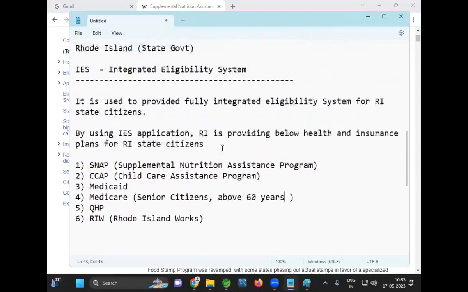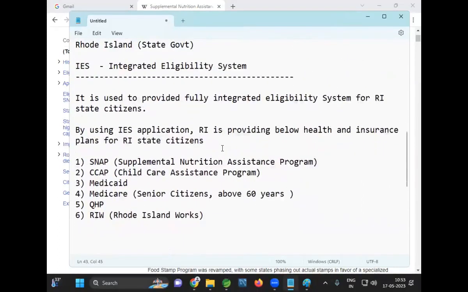So tomorrow, when you go for an interview, if they ask what your project is, you need to tell them: currently I am working on the IES application. IES stands for Integrated Eligibility System. We are developing this project for the Rhode Island state government in the US. Our client is the state government only. The main purpose of this application is to provide a fully integrated eligibility system for RI state citizens. By using this IES application, the RI government provides health and insurance plans for citizens of Rhode Island.